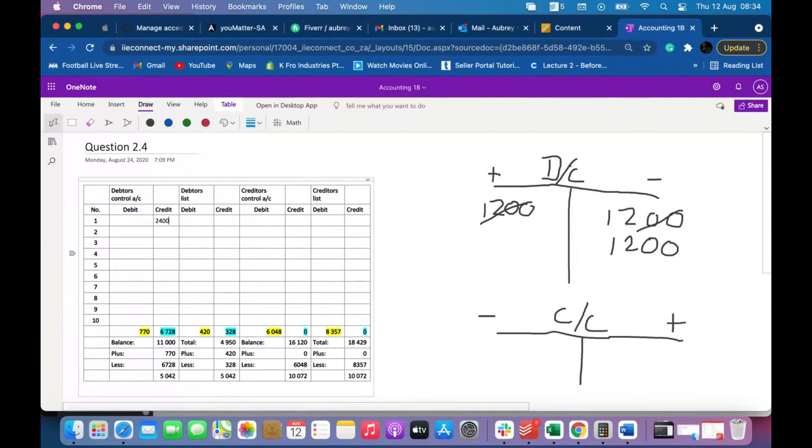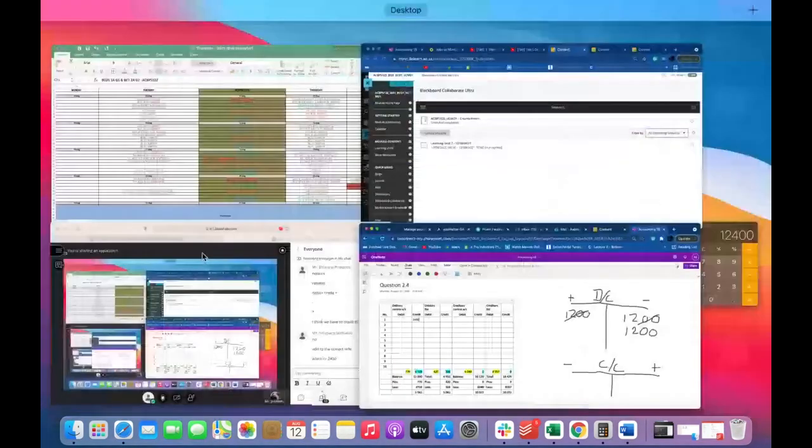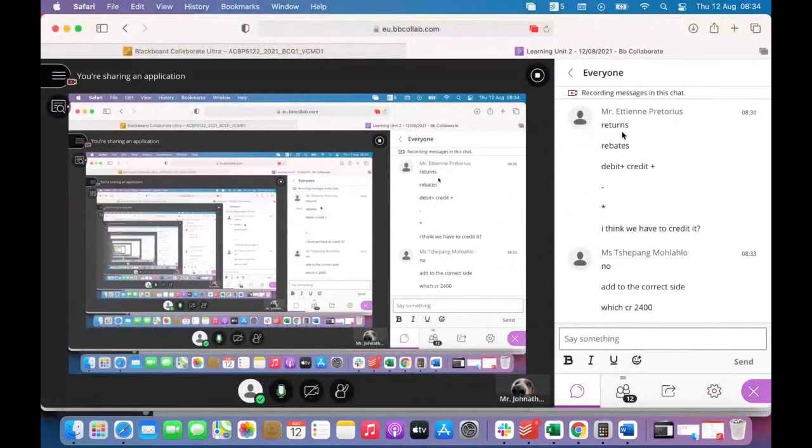It says a credit note issued for 100 Rand has not been recorded at all. Okay, a credit note. Now we have to ask ourselves, a credit note, it could be a rebate, it could be a return. Yes, 100% Sapang, thank you so much for that. You are 100% right. We needed to credit for 2.4. Okay, awesome stuff. So a credit note is either a rebate or a return, or we overcharge someone.